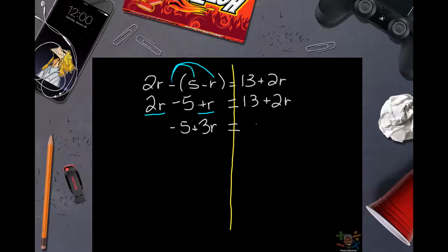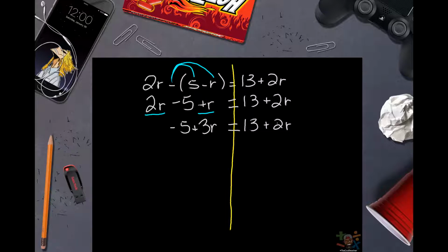Bring down my equal sign, and then I'm going to bring down my 13 plus 2r. When I looked over here, there weren't any like terms. I can't combine these two because this has a variable, this doesn't. Okay? So now I'm getting closer to my answer. You can see the equation is basically shrinking. All right? So now I only have 2 terms on this side, 2 terms on this side.